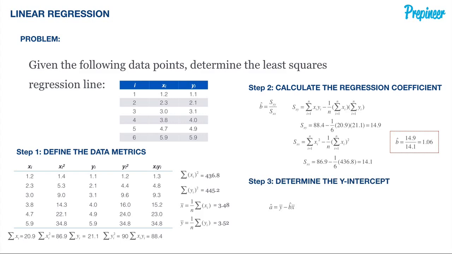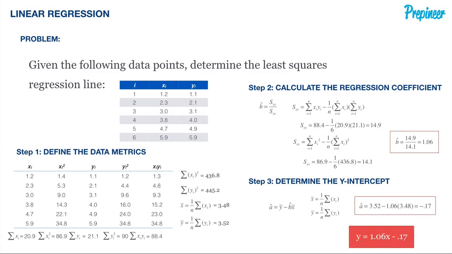Our next step is to determine the y-intercept by plugging in the mean of our x values, the mean of our y values, and the regression coefficient we just calculated. Now, doing this, we get the equation of 3.52 minus 1.06 times 3.48, or a value of negative 0.17. Therefore, the least squares regression line is given by the equation y is equal to 1.06x minus 0.17.